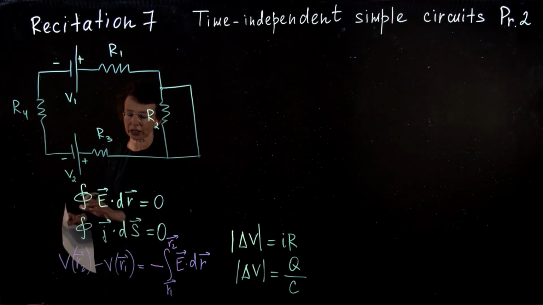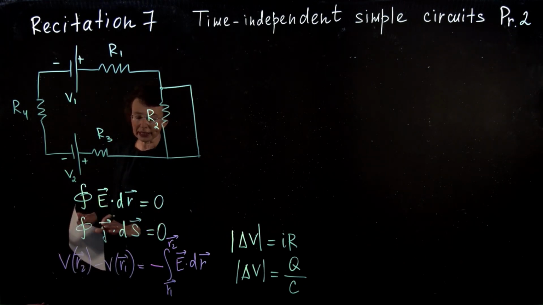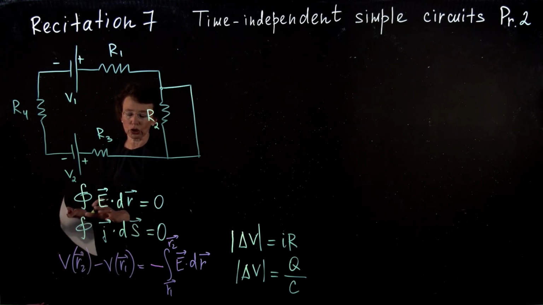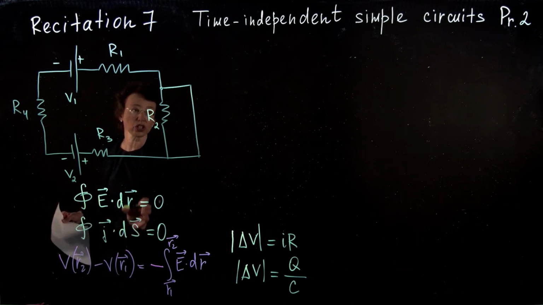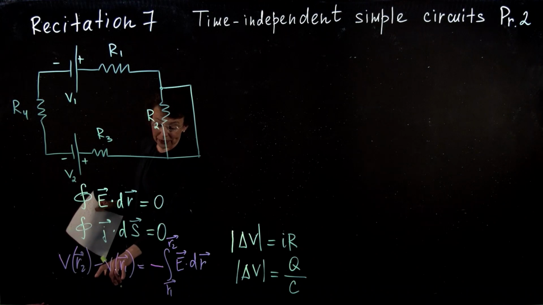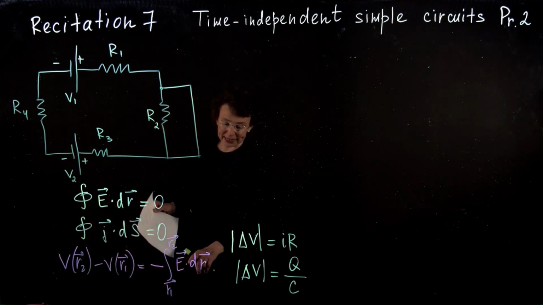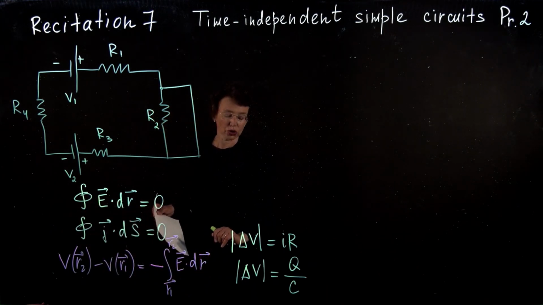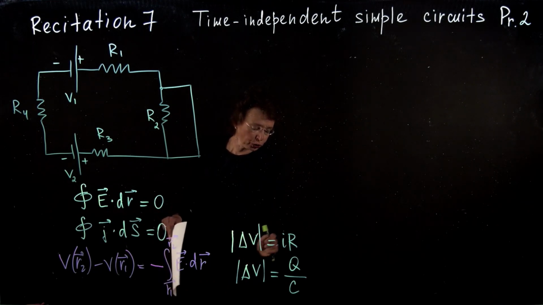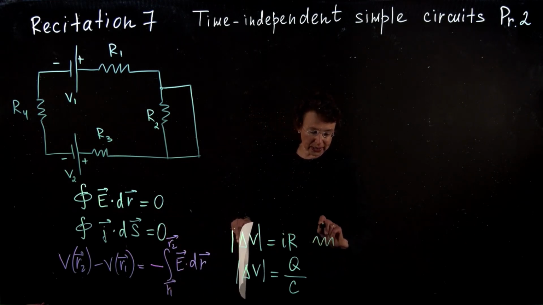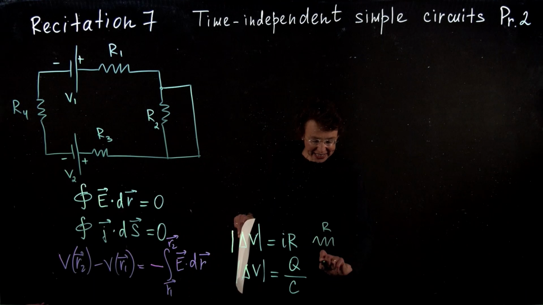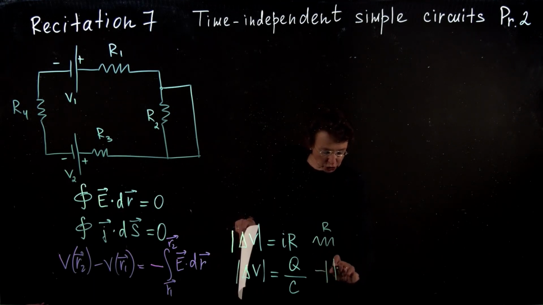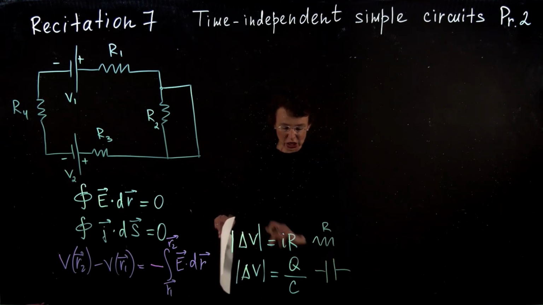Integral E dot dr around a closed loop is 0. Integral J dot ds out of a closed surface is 0, the continuity equation. And the difference in the electric potential is minus the definite integral E dot dr. The magnitude of voltage change across the resistor R is IR, and the magnitude of voltage change across a capacitor is Q over C.